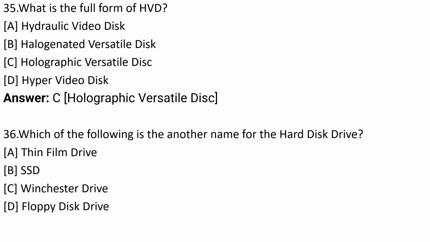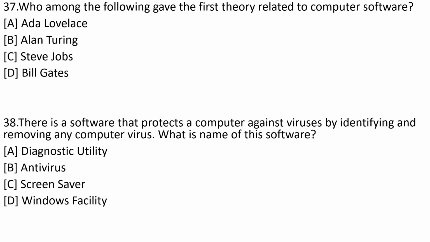Question number 36. Which of the following is another name for the hard disk drive? Option A thin film drive, option B SSD, option C Winchester drive, option D floppy disk drive. And the answer is option C Winchester drive.